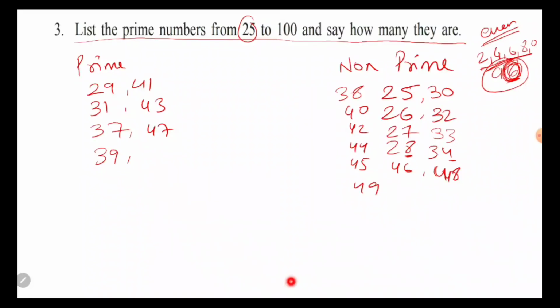7 7 का क्या होता है? 49. Okay, 50 again a non-prime number, 51. Okay, 51 is a prime number, 52 is not a prime number. Okay, so मैंने आपको जो है 52 तक करके दे दिया है.